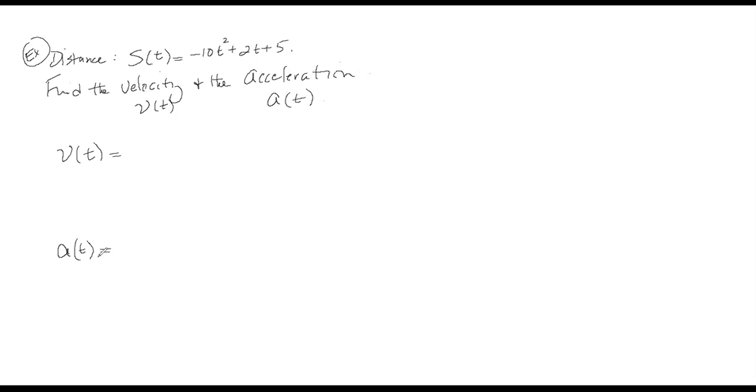So remember, it shouldn't take you that long to do this. Remember, velocity is the first derivative. And that's just a simple power and a constant rule, so that should be negative 20t plus 2. Okay, so if this is with the unit of feet, and if t is seconds, then the velocity will have unit of feet per second.